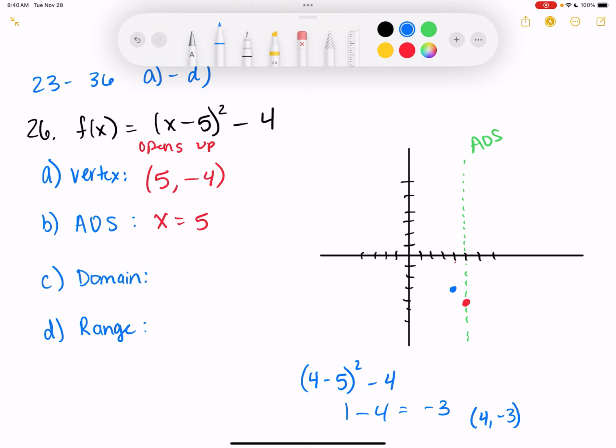Then for the other side, I don't need to do any more math. I just need to know this was 1 away on this side, so I just go 1 away on the other side and I have a point. And then I can draw my parabola. Nice and easy.